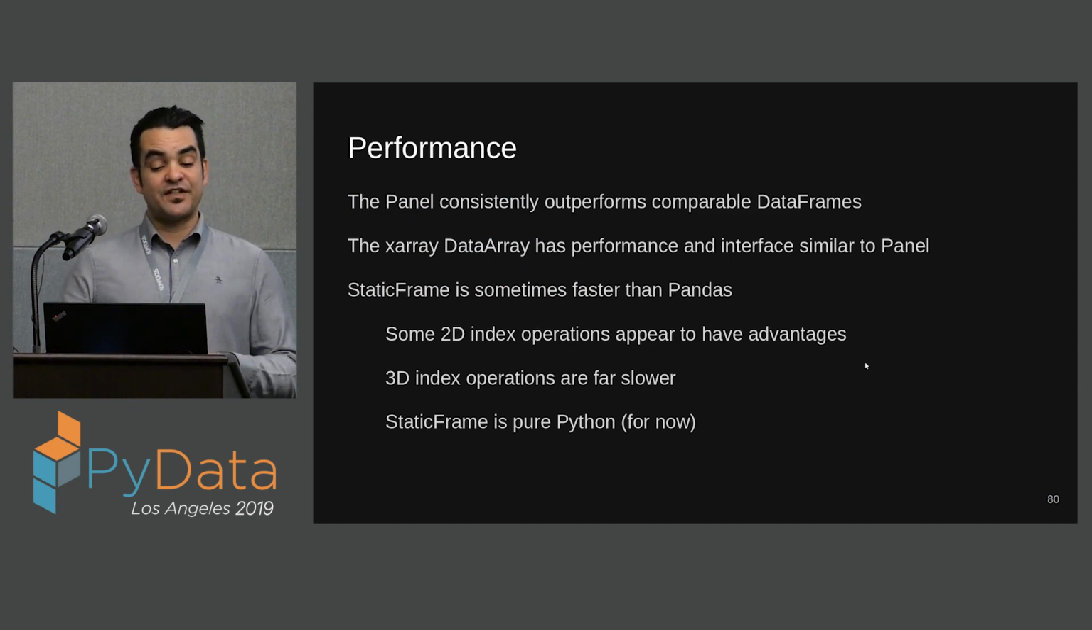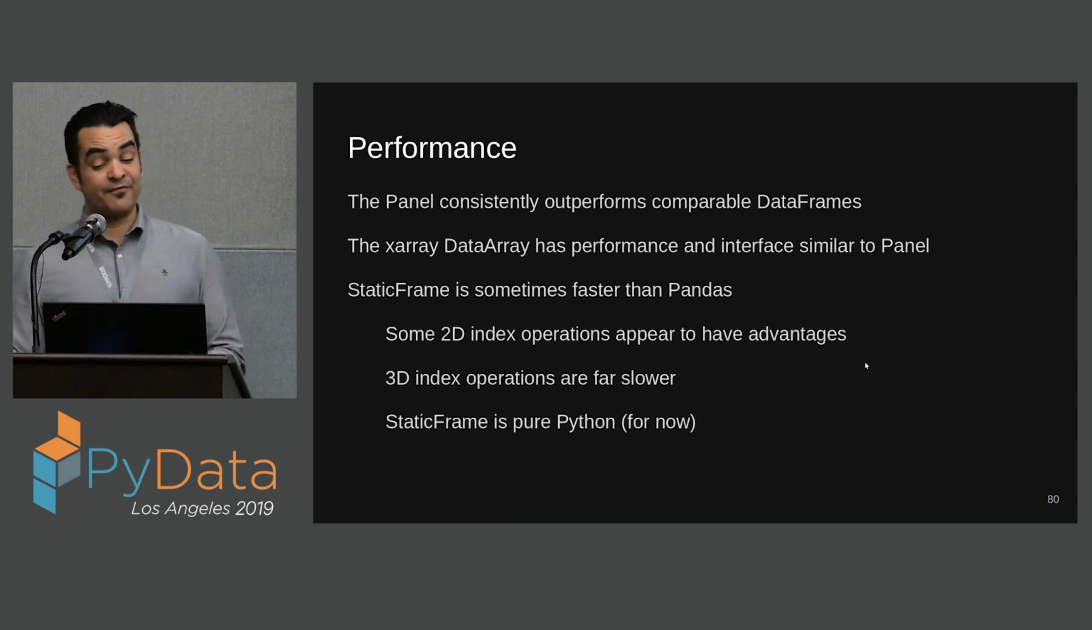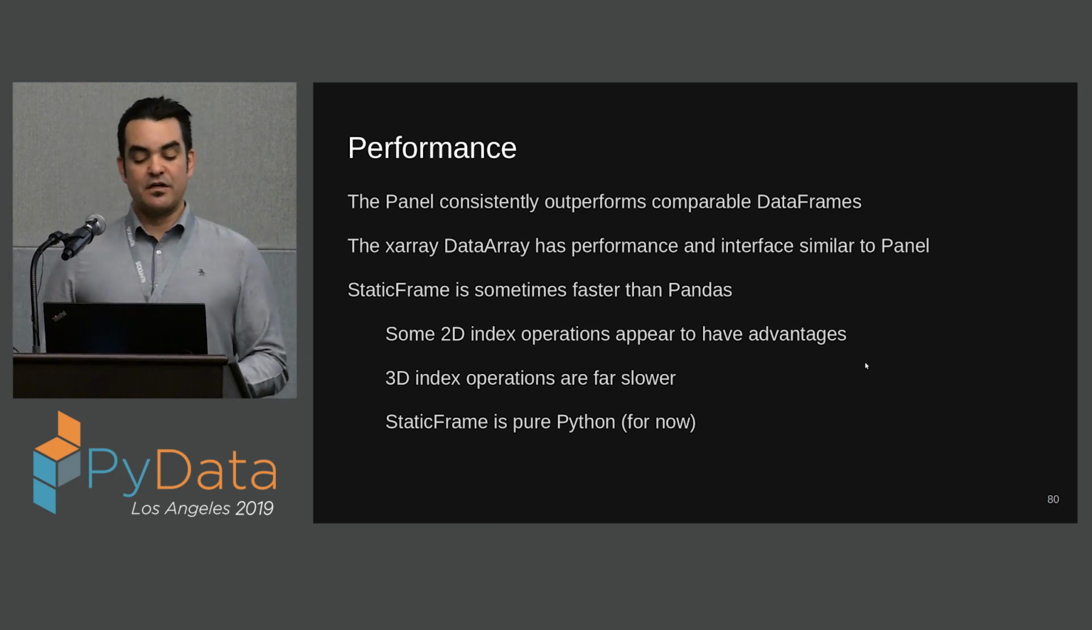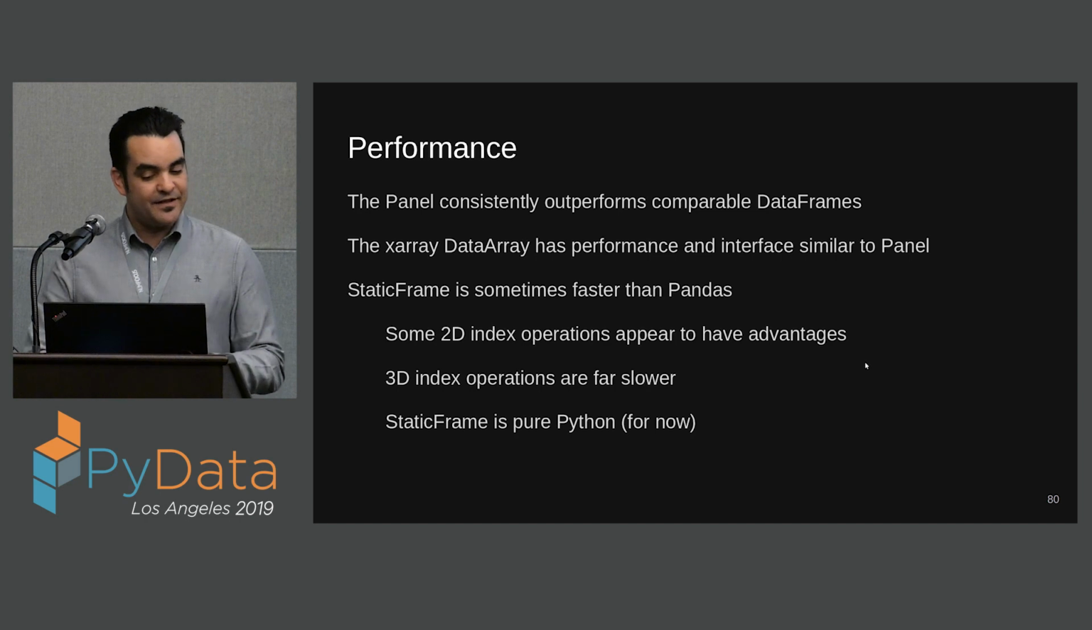So what we see here is that the panel consistently outperforms comparable data frames. The X-array data array has performance and interface similar to panel, and that's pretty good. Static frame is sometimes faster than pandas. Some 2D index operations appear to have advantages. The 3D index operations are far slower. I don't put too much credence in these performance tests. They are rather shallow, but it does give us some interesting indications.